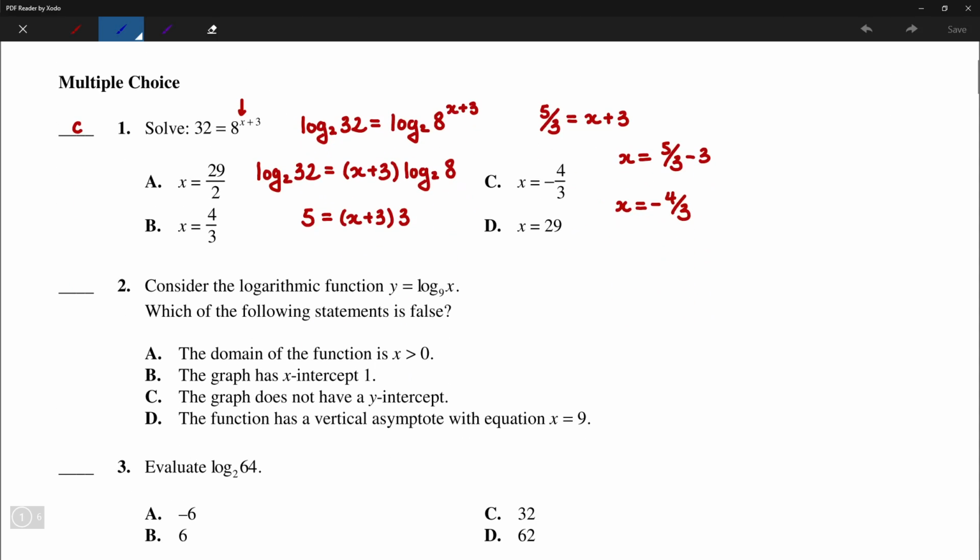Question number 2. So we are looking at this logarithmic function on the right, and we're looking for the false statement. So statement A is true. Since the argument of the logarithm is x, we know that x must be positive. So the domain of the function is x is greater than 0. The graph does have an x-intercept of 1, since if we let y equal 0, then we have 0 is equal to log base 9 of x, which means that 9 to the 0 power is equal to x, which means that x is equal to 1. So that tells us what the x-intercept is.